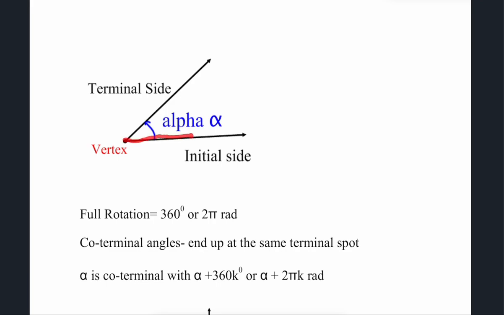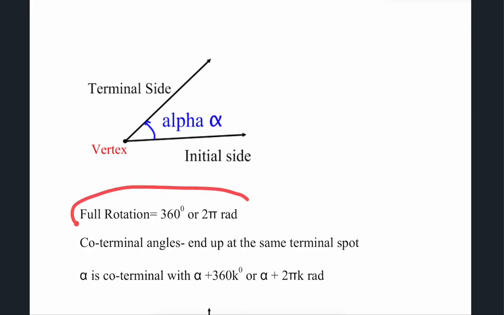Remember, the one that you start at is your initial side. We're going to use our initial side going in the positive x direction most of the time. And then our terminal side is our side that rotates up. So it might rotate and stop here. That's our alpha. It might rotate and stop here. That's our alpha. It might rotate and stop way down here. That's our alpha. So just think of the initial side as stuck. The terminal side is spinning, and the direction we spin that side is going to depend on whether it's positive or negative.